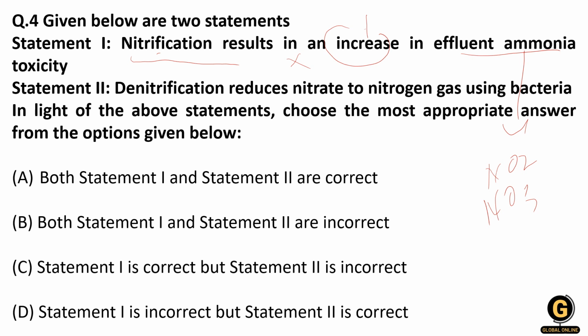In the denitrification process, the nitrite is reduced to nitrogen gas by using bacteria. So this is a correct statement. Remember, nitrite is converted to nitrogen gas. So our correct answer will be: statement 1 is incorrect, and statement 2 is correct. So the correct answer will be D. I hope you have understood it.